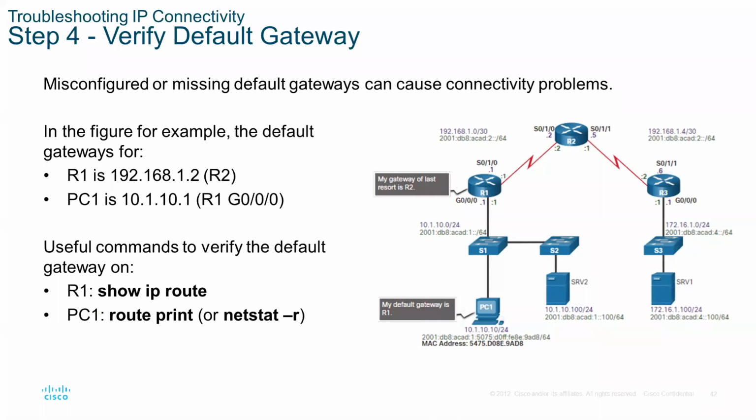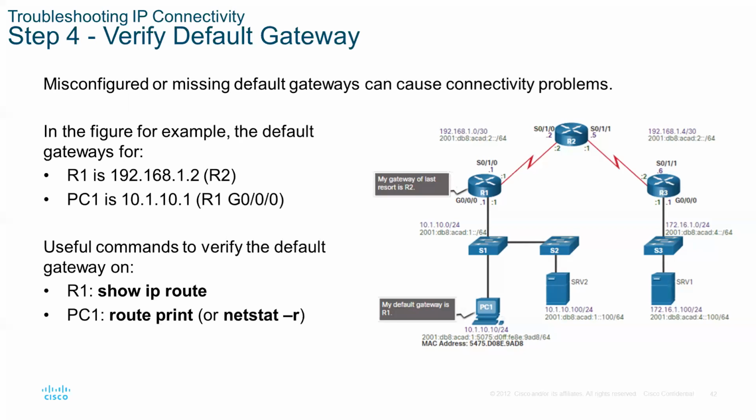Misconfigured default gateways will be a problem. You won't be able to get off your network. So this is where our pinging of our gateway and doing trace routes will tell us whether we're getting off our network and how far we're getting.